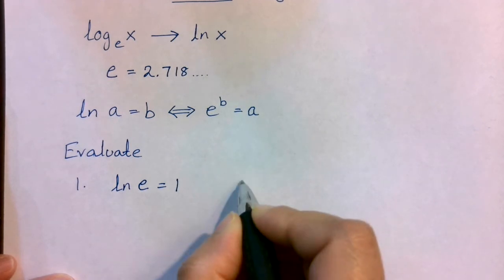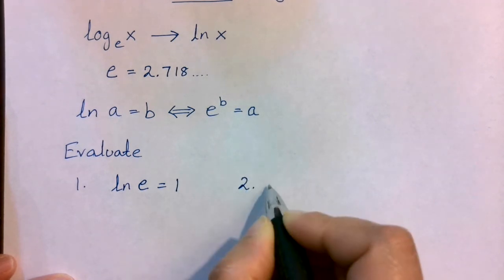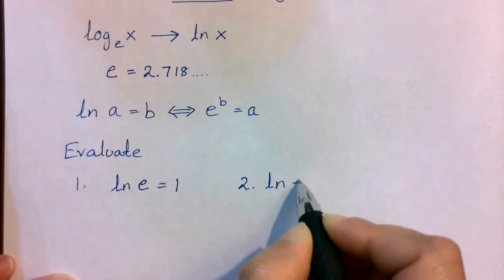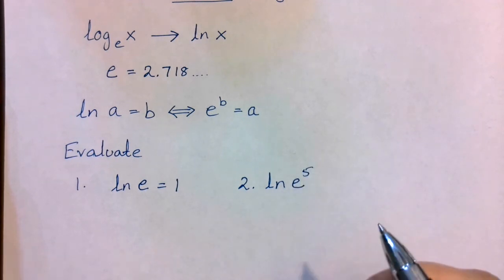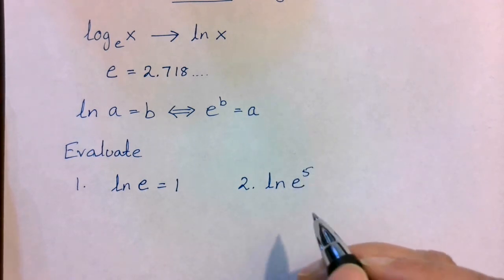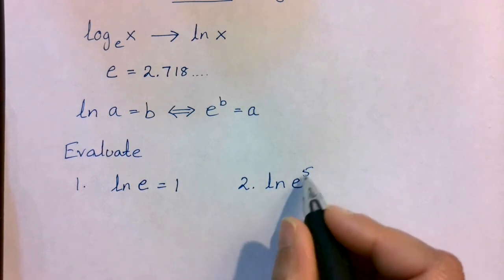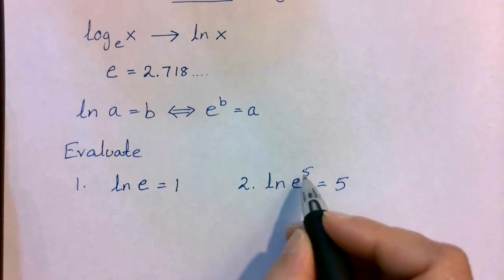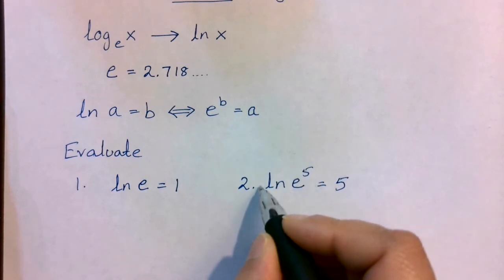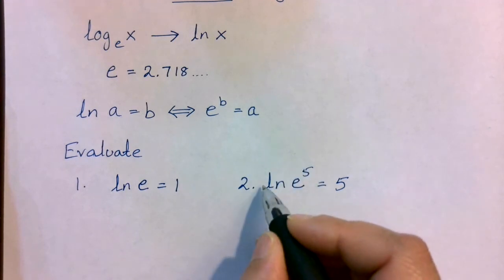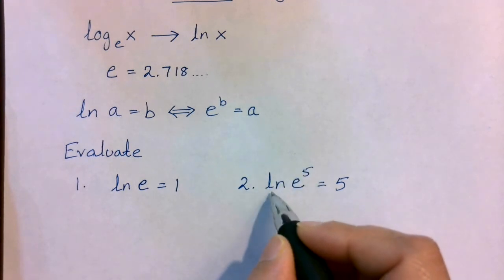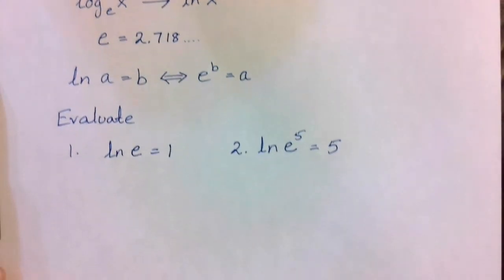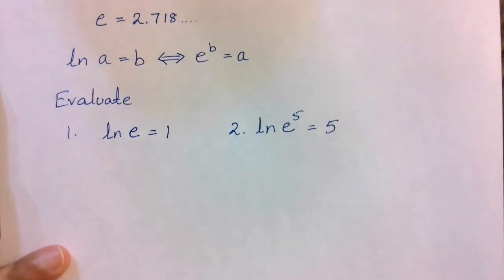Okay, let's do one more. Natural log of e to the power of 5. Now, we have to think e to the power of what gives you e to the power of 5? The answer is 5. That's one way of doing the problem. Or you can move that 5 in the front or make it a coefficient, and then you know that natural log of e is nothing but 1. 5 times 1 is a 5. So either way. So that's how you will evaluate.